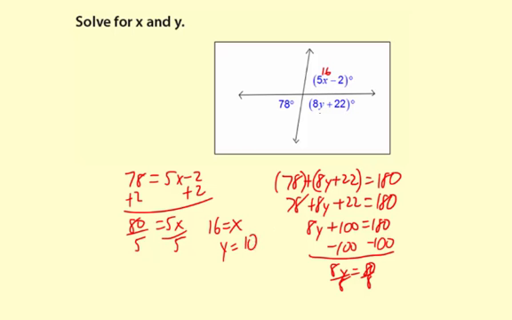Okay, let's check that out. What if we have a 10 here? Let's see, 8 times 10 is 80, plus 22 is 102, and then 78 plus 102 is 180, so that makes your supplementary situation.